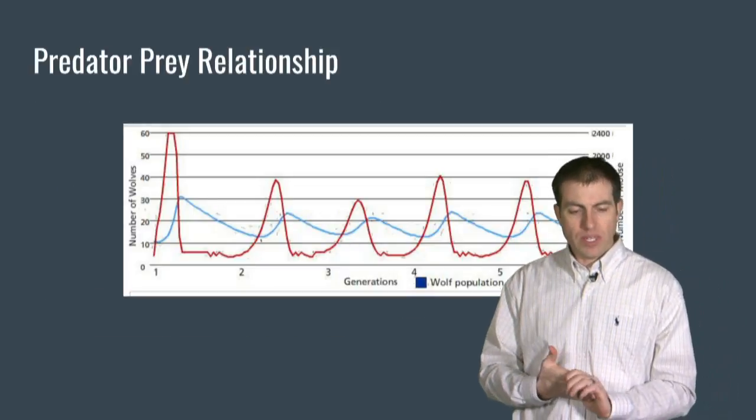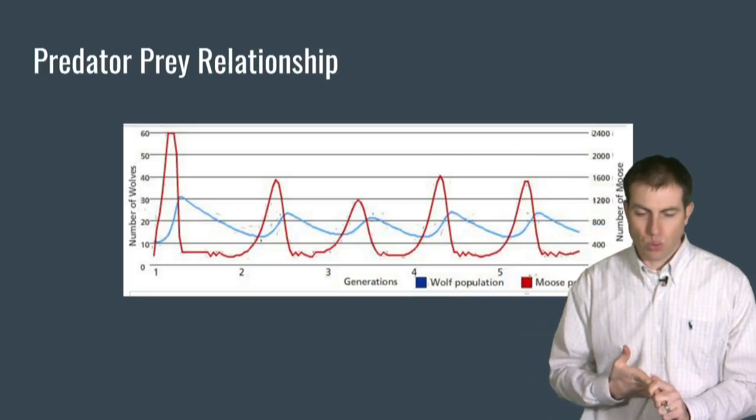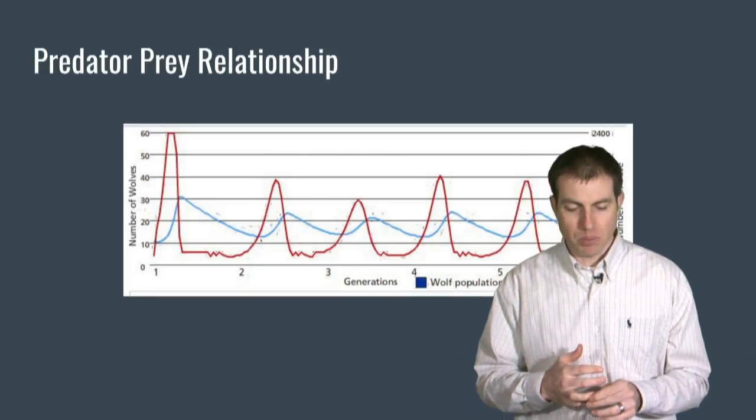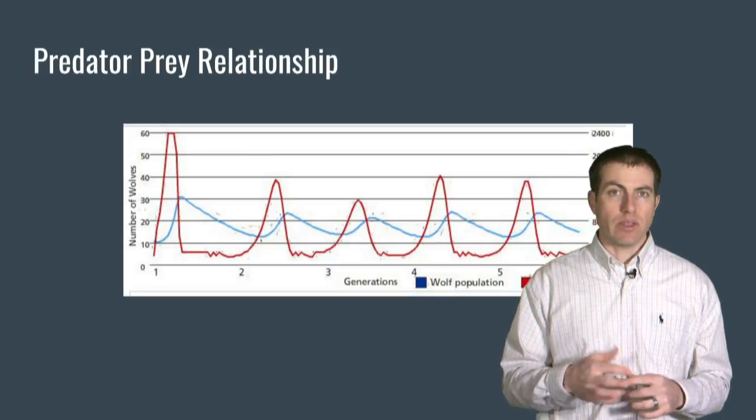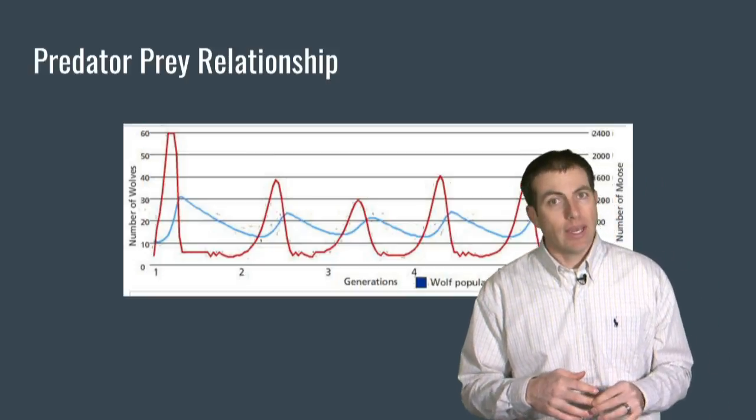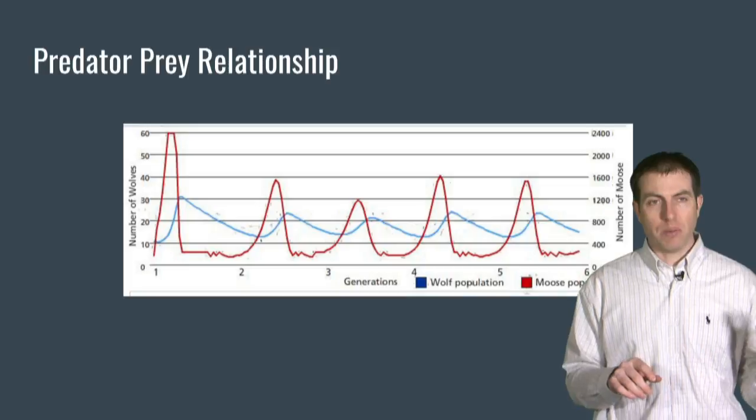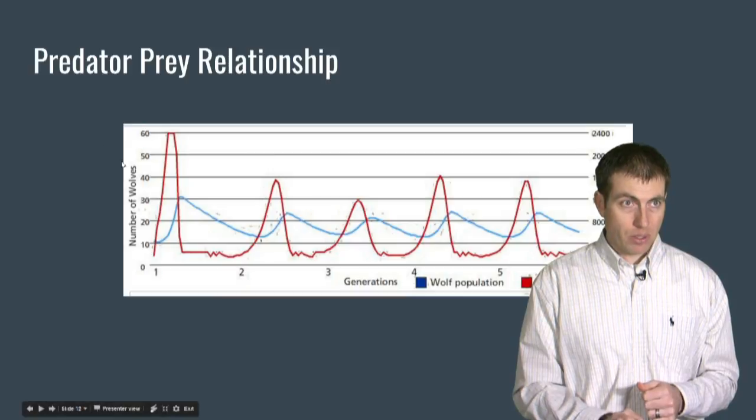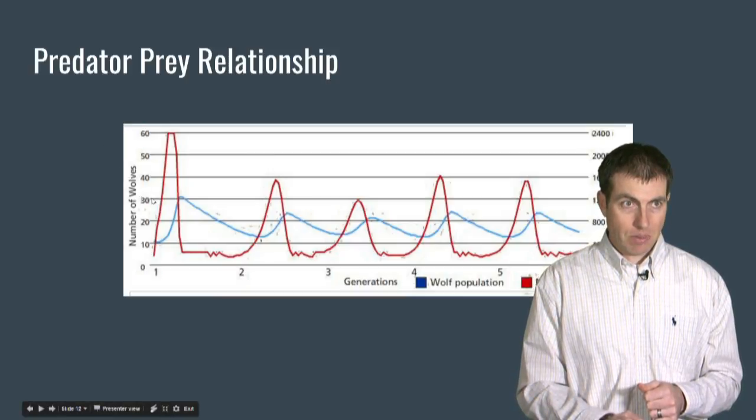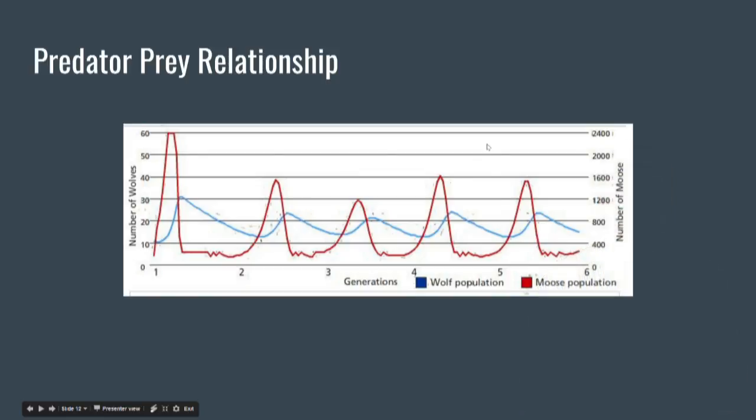All right, so this is the predator-prey relationship between a wolf population and a moose population. The blue line represents the wolves and the red line represents the moose. You can see on the chart along the bottom, it isn't listed by day or month or year. It's listed by generation, so we're talking longer periods of time. Generally the generations of moose and wolves are pretty close to a year, but they can be a bit different. And then you have the number over on this side, the number of wolves, and on the other side the number of moose.